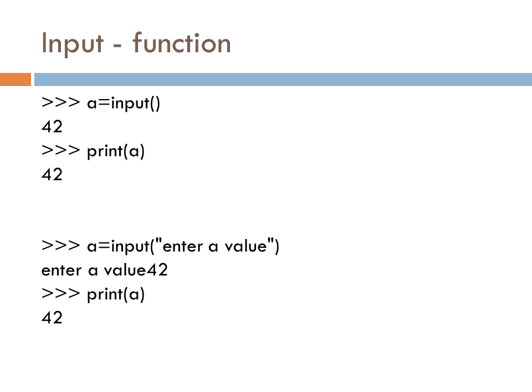Suppose you want to display a prompt message to the user before entering the data, then you can display the prompt message using the input function also. A equals input, enter a value. Then the processor will execute that statement and wait until you enter some data. After typing the data, if you press the enter key, the value will be assigned to the variable. When we print A, it gives the 42 value. So there are two methods, with prompt message and without prompt message. Based on your requirement, we use the appropriate one.